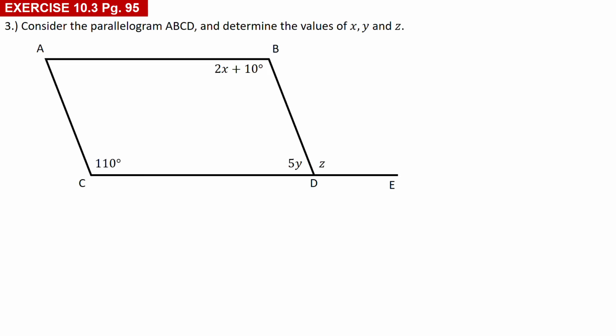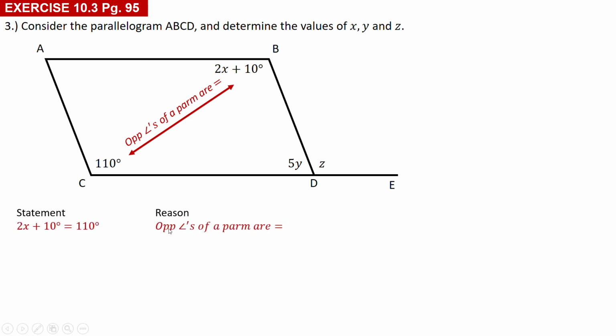Okay, this was the last question. They wanted you to work out the values of x, y, and z here, and they told you it's a parallelogram. Okay, so what do you know about a parallelogram? You know that the opposite sides are parallel, the opposite sides are equal, and you know that the opposite angles are equal. Okay, so I started with that one. Opposite angles are equal. So I said those two have to be equal. So that means 2x plus 10 must be equal to 110 because the opposite angles of a parallelogram, or palm for short, are equal.